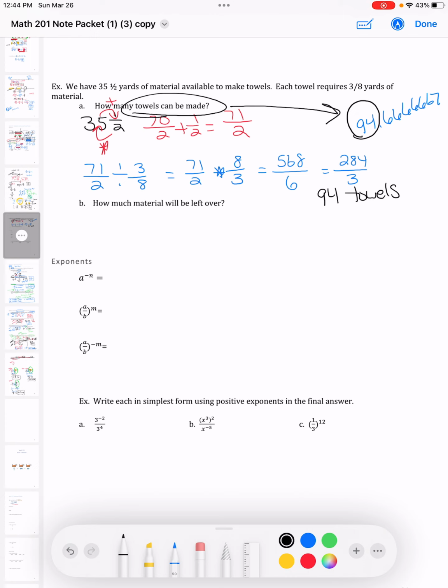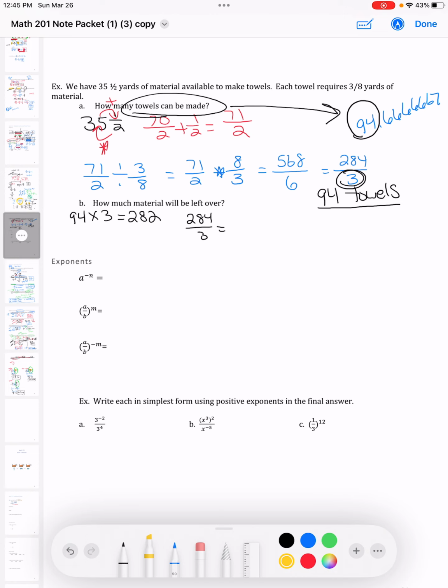Whole towels. B asks me how much material will be left over. Now notice part A asks about towels and part B asks about material. So I do need to keep those numbers straight. To figure out how much is left over, I know I used 94 whole towels. So 94 times 3, because that's what my denominator gives me, is 282. So I'm going to think about 284 thirds, changing it to a mixed number.